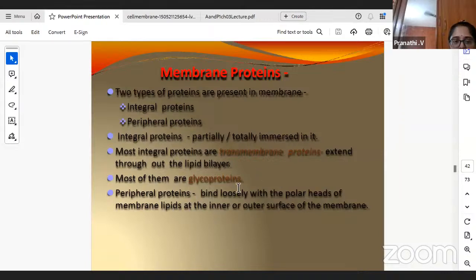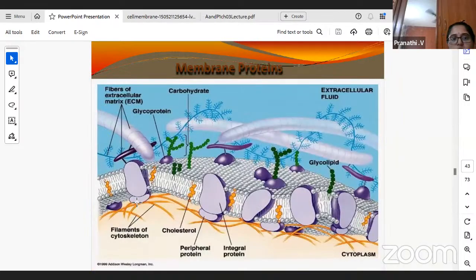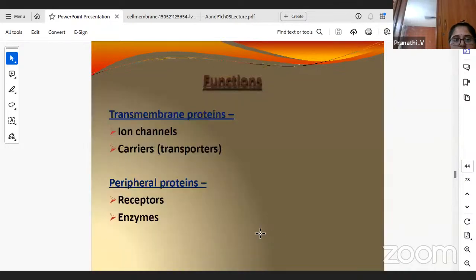And then they are usually glycoproteins, that is, having a carbohydrate moiety attached to it. Peripheral protein, like I told you. So this is the basic structure you can see. Integral protein, these are the cholesterol molecules that are present. This is the glycoprotein, you can see it's a peripheral one, and you have the carbohydrate moiety attached to it. This is the ECF, this is the ICF.